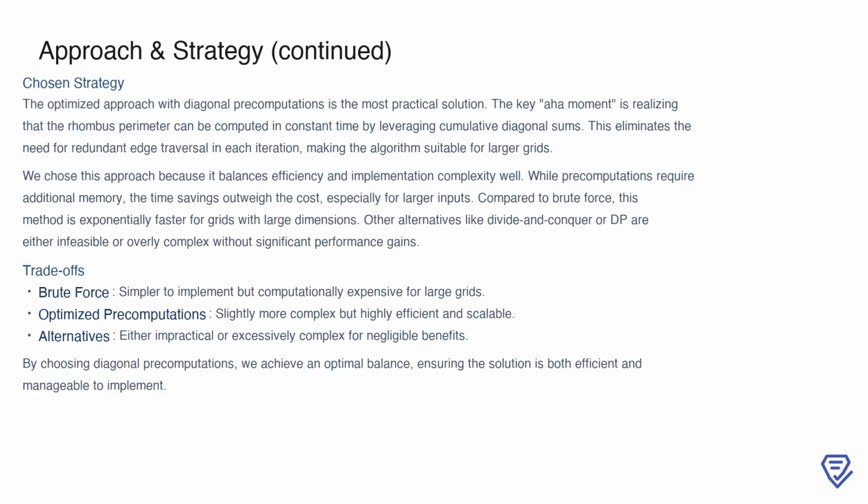While the diagonal pre-computations require additional memory, the time savings they provide make the approach scalable for larger grids. In comparison to brute force, this method is exponentially faster for grids with larger dimensions. Other alternatives, such as divide and conquer or dynamic programming, either fail to address the problem effectively or introduce unnecessary complexity without substantial performance benefits. By opting for diagonal pre-computations, we achieve an optimal trade-off, a solution that is efficient, scalable, and practical to implement, making it the best choice for tackling this problem.